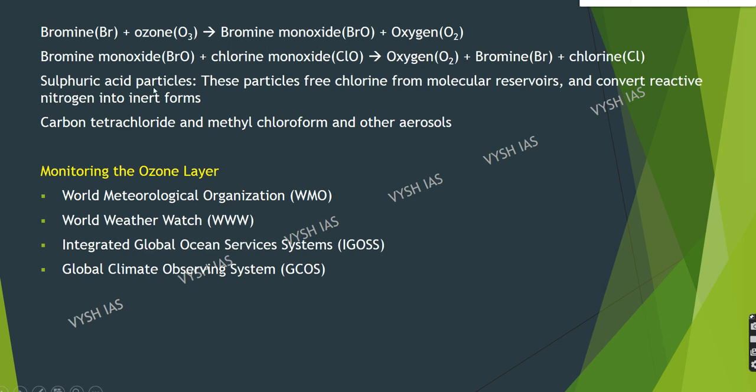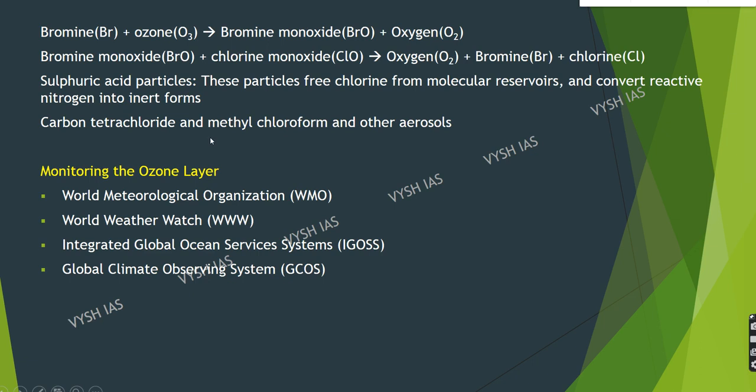Sulfuric acid particles. These particles free chlorine from molecular reservoirs and convert reactive nitrogen into inert forms, thus preventing the formation of chlorine reservoirs. Carbon tetrachloride is a cheap and highly toxic solvent, and methyl chloroform is used as a cleaning solvent, propellant, etc.